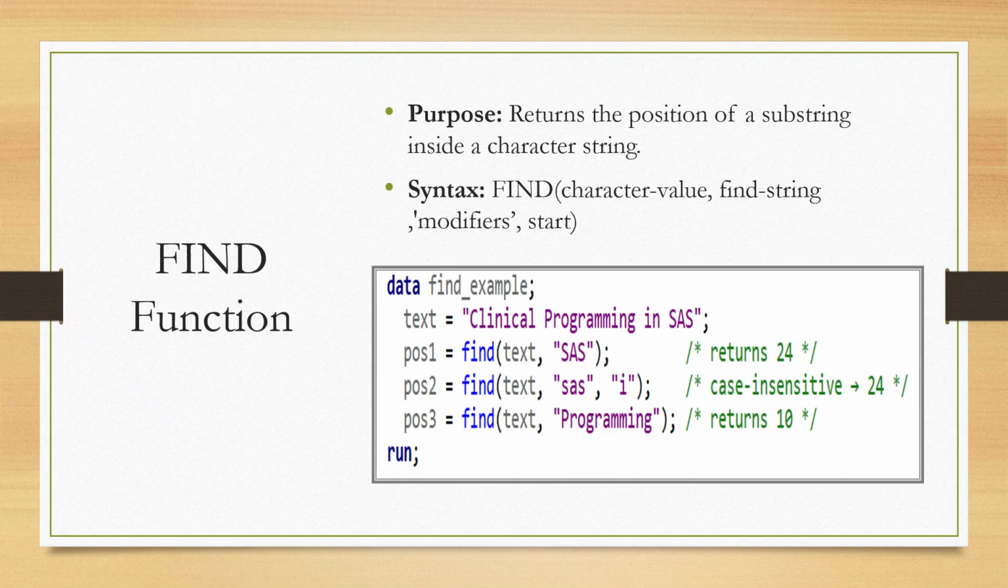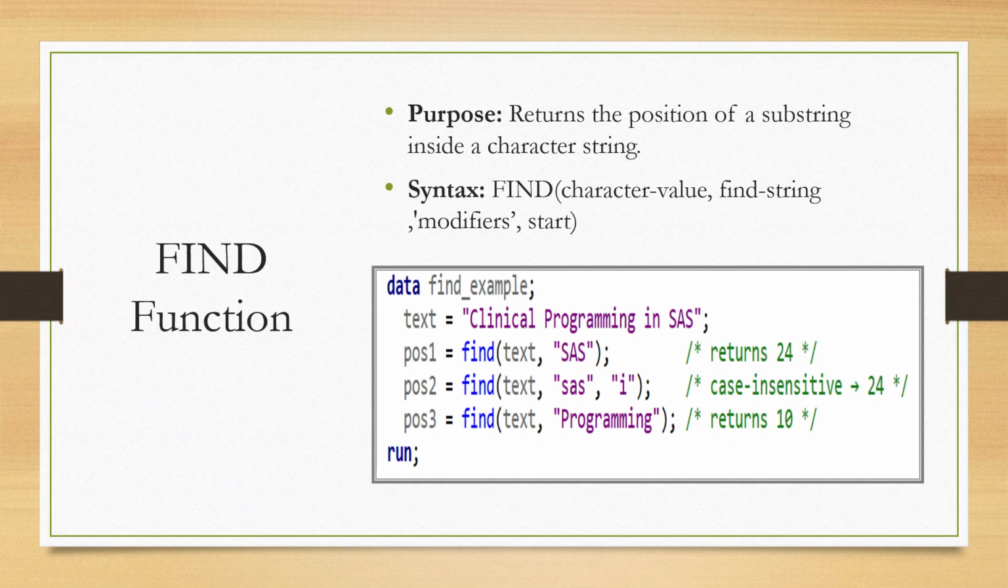Since we have not mentioned any modifiers in the first call for position1, the FIND function will literally check for SAS in whole capital letters in the text string and return its position if it finds SAS in the text. Since the text is clinical programming in SAS and SAS again is in whole capitals, the result of this position1 variable will be a value of 24.